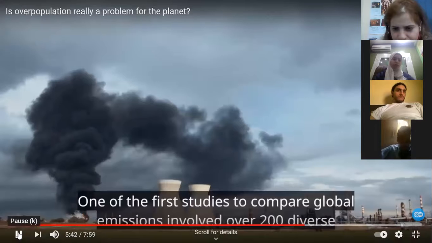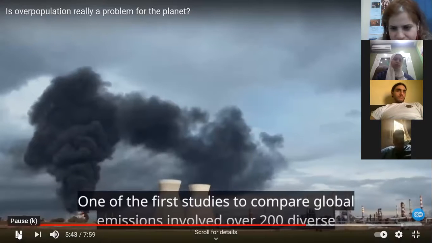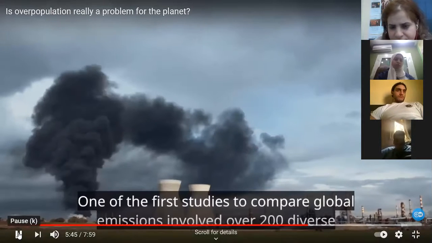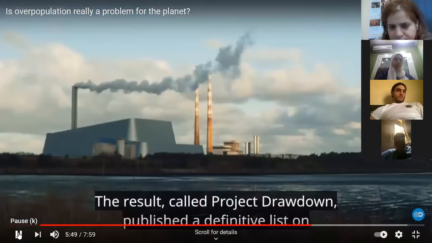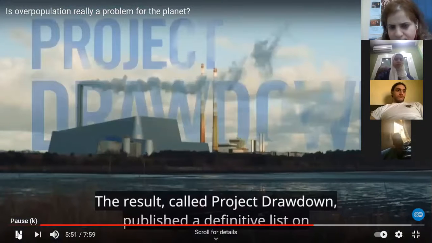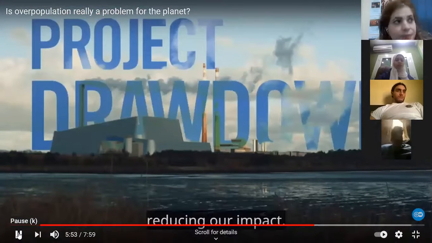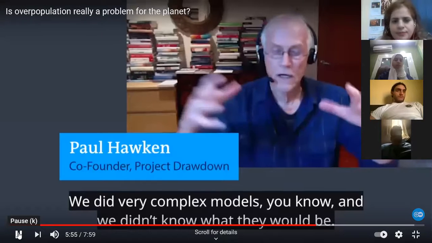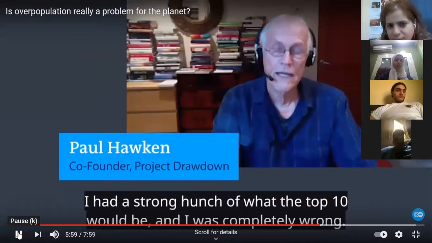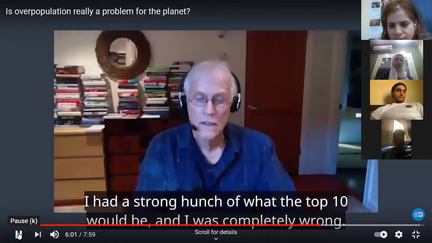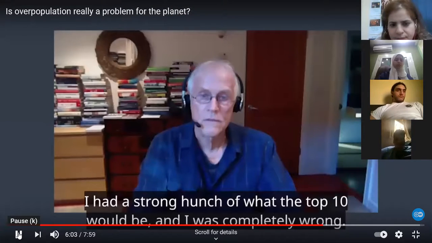One of the first studies to compare global emissions involved over 200 diverse researchers and policymakers. The result, called Project Drawdown, published a definitive list on reducing our impact. We did very complex models, and we didn't know what they would be. I had a strong hunch of what the top 10 would be, and I was completely wrong, and all the rest of us were wrong.